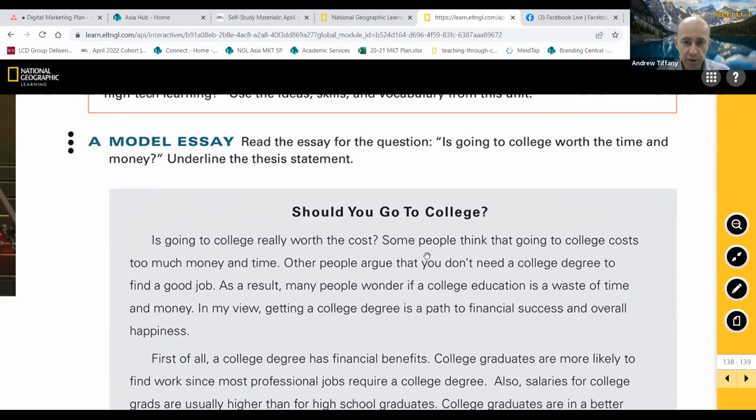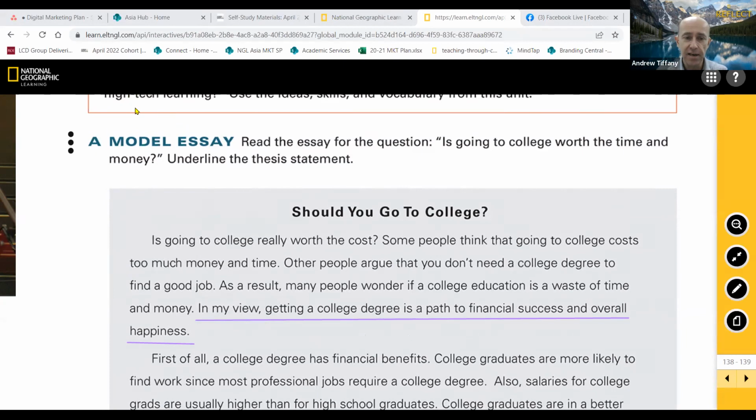So we've got 1, 2, 3, 4, we've got 5 sentences. So if you want to, you can just tell me which sentence it's in. Okay, Kitty's underlining it for me. Great, Kitty. Yeah, in my opinion, getting a college degree is a path to financial success and overall happiness. Right, so that is a statement. And now what's your support to back that idea up? Okay, so there's my thesis statement.